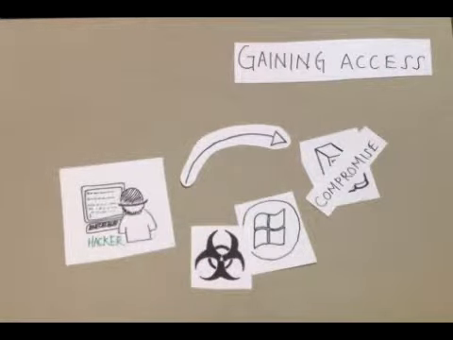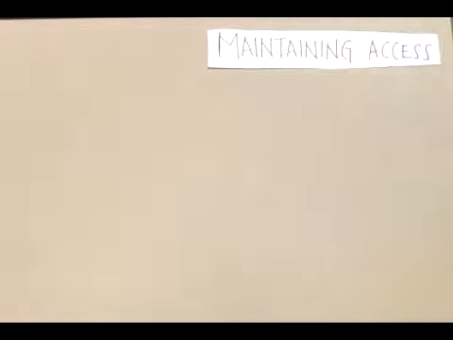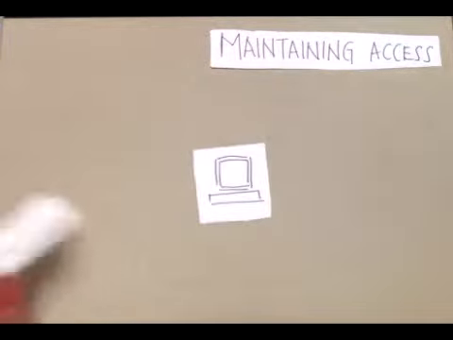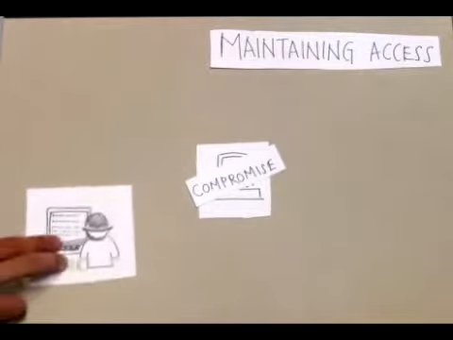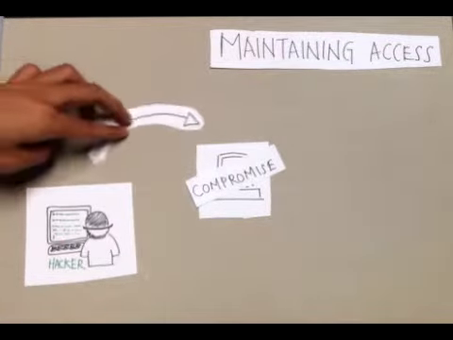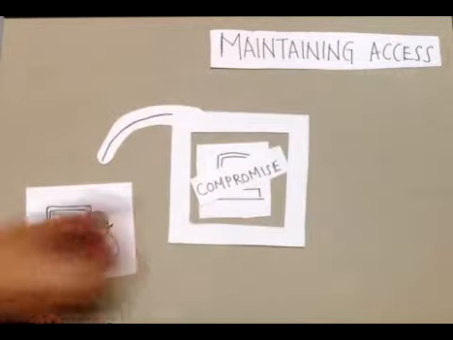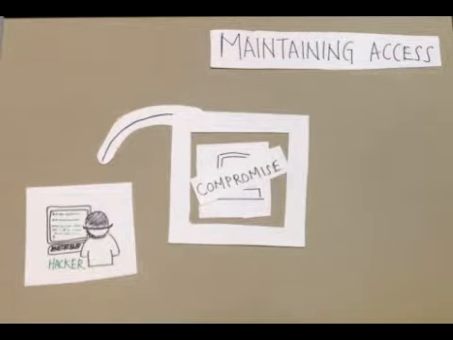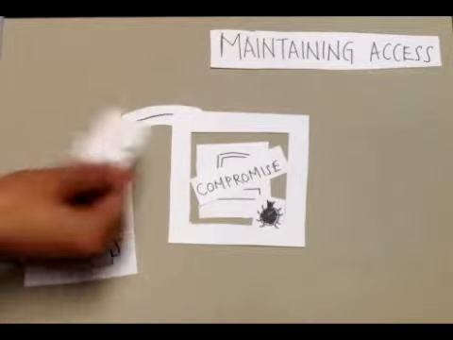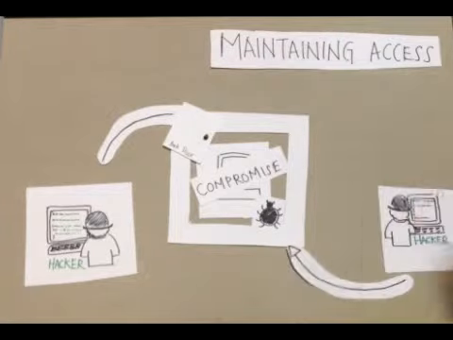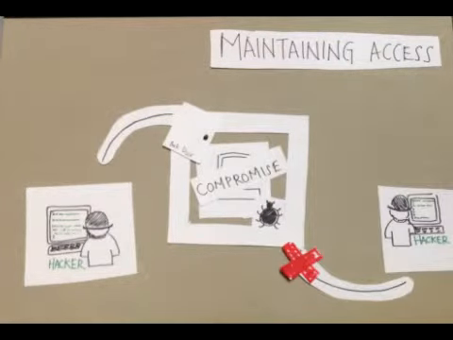Moving on to phase 4, maintaining access. In this phase, the attacker will keep the system accessible for future exploitation. Not only that, the hacker will also harden the system by planting rootkits, Trojan horses, and backdoors. This will ensure that other hackers don't have access to the compromised system.